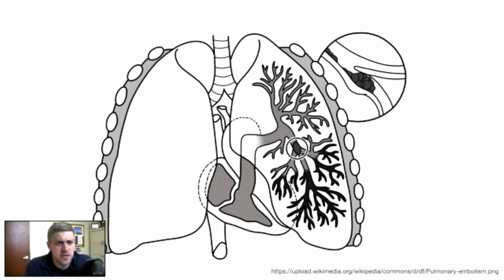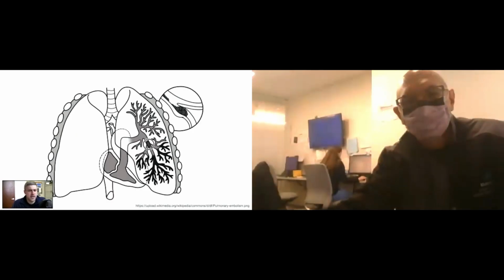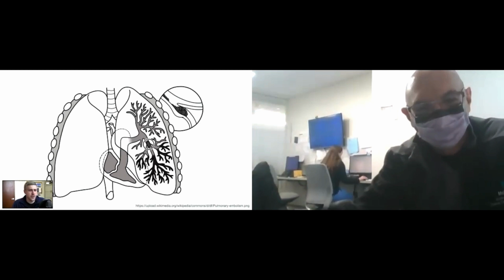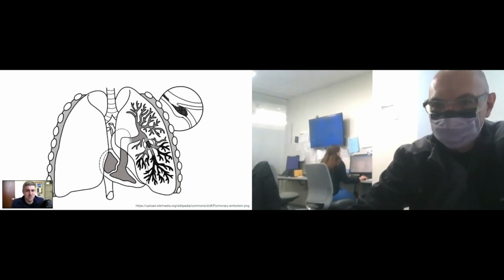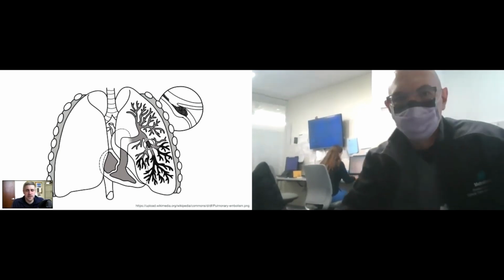But big picture, a PE is basically a thrombus that gets lodged in the lungs. The lungs are this amazing organ that we can talk to our MICU colleagues about, and they would extol all the virtues of the oxygenation and the ventilation capacity of the lungs. I see a double thumbs up from Z, so I'm on the right track there. But one of the other not talked about functions of the lungs, which makes it a super amazing structure, is that it's a filter.